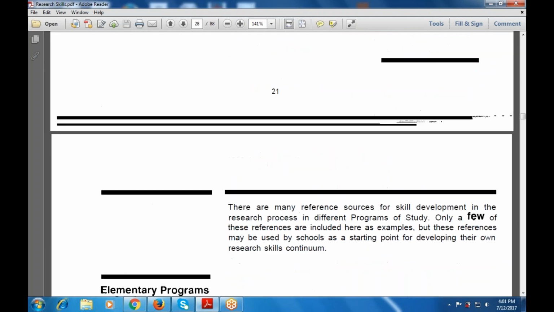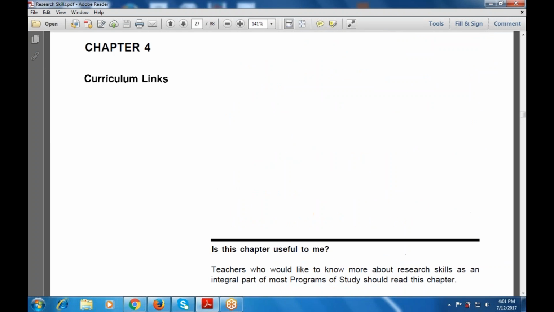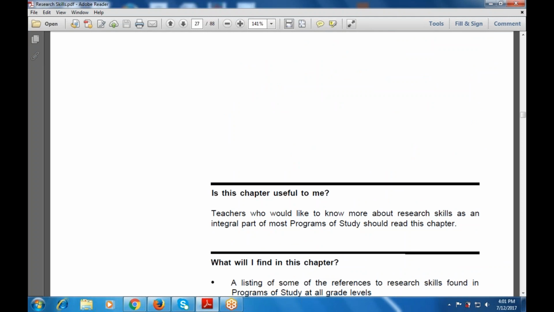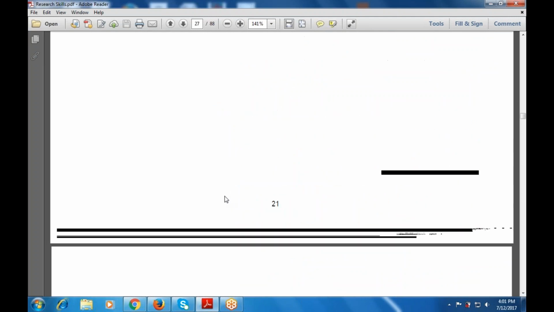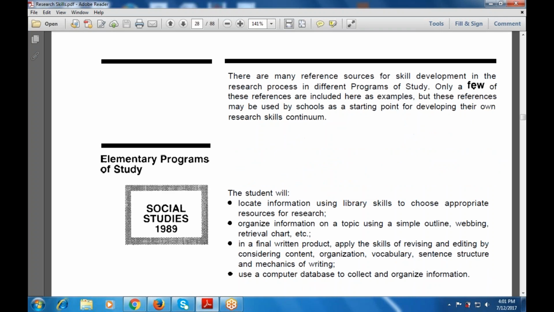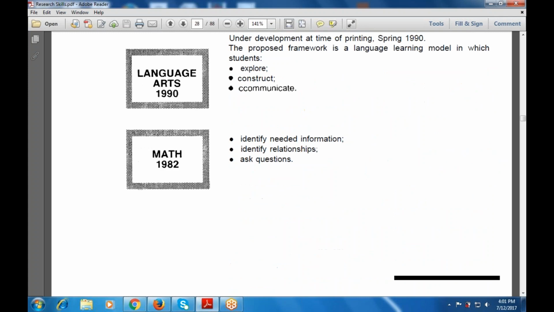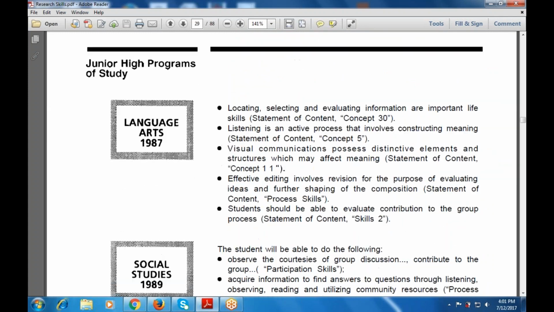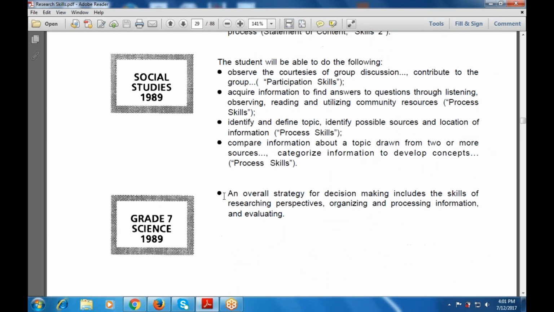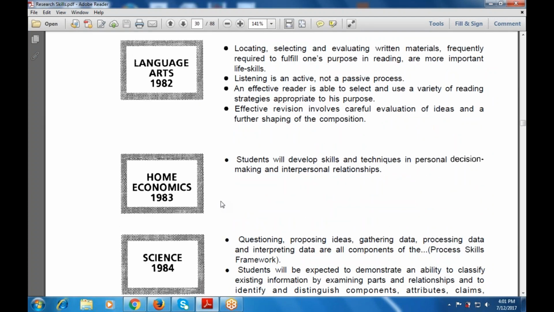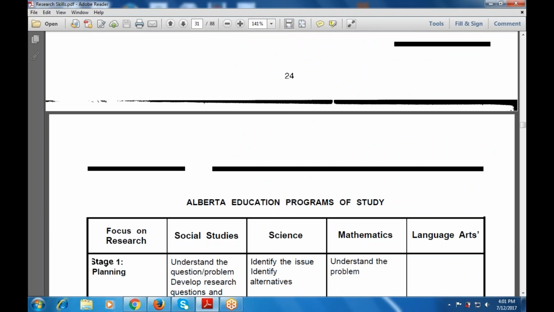But the main chapter is about the various programs of study, or the various curriculum links, the syllabus links used in this chapter that provide references to the research skills found in the program of study: elementary programs of study, social studies, science, language arts, maths, grade 7 social studies, and science. All of these are included in the Alberta Education Program of Study.